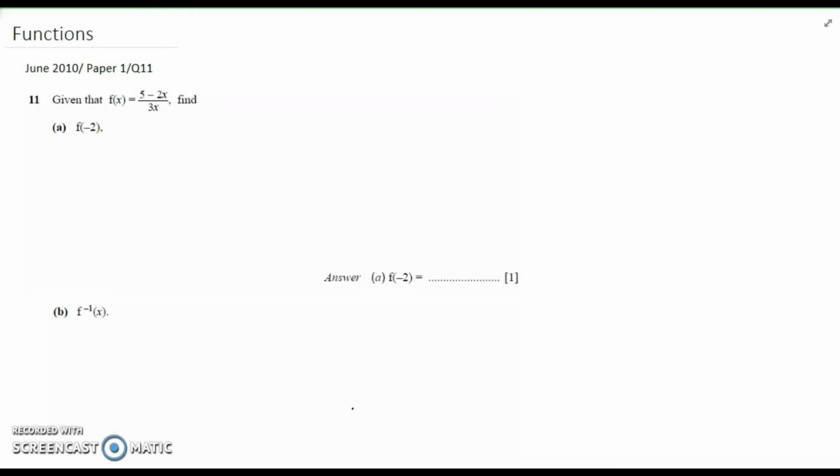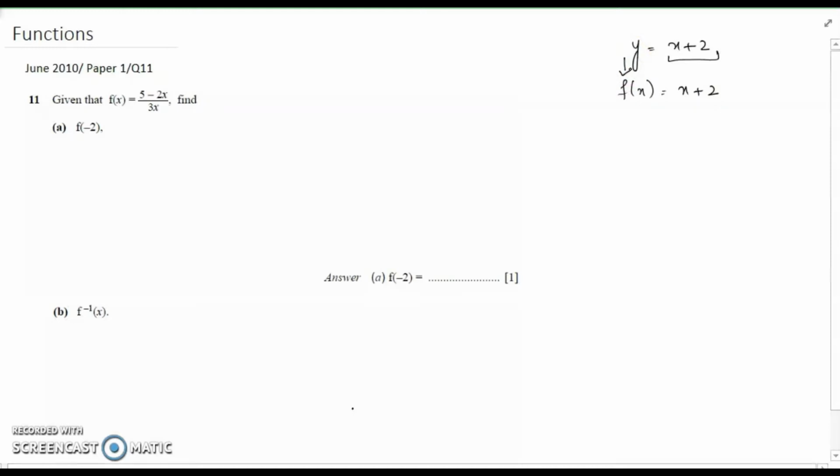Okay, so here we have functions, and I have taken this question from June 2010, paper 1, question 11. First of all, what is a function? We have an equation like y is equal to x plus 2. So this right hand side is a function of x. So on the left hand side we can write that this is a function of x. Basically, in place of y we can write f of x.